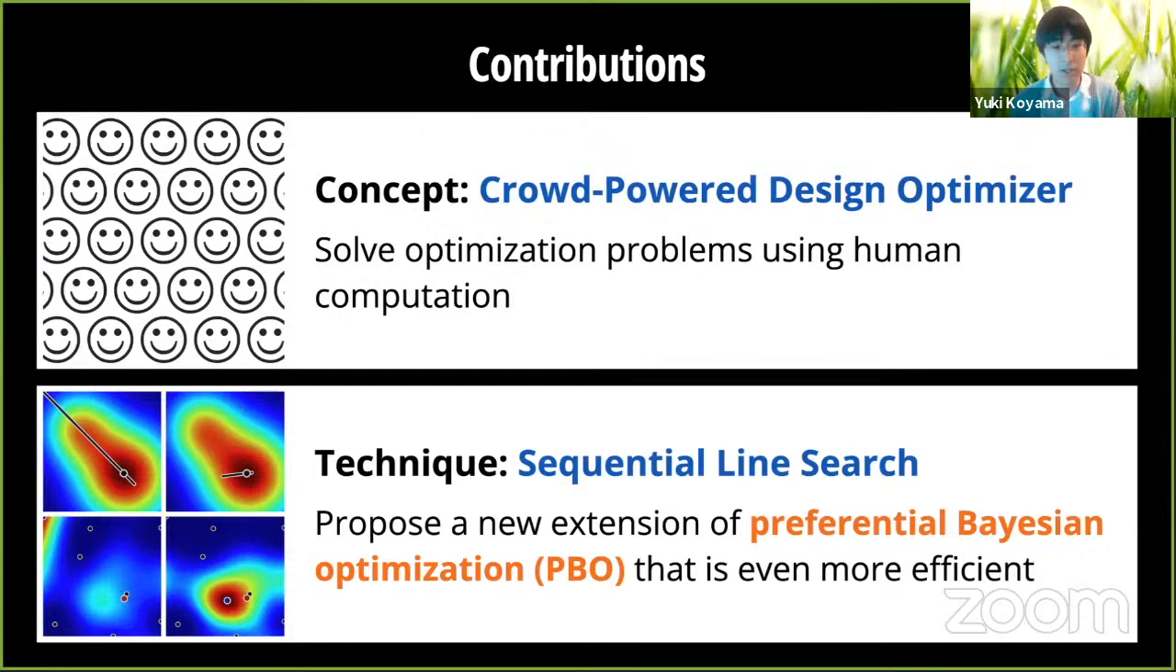The first contribution is the concept of crowd-powered design optimizer, or crowds in the loop design optimizer. So this optimizer solves optimization problems using crowdsourced human computation. And the second contribution is the technique called sequential line search, which is a new extension of preferential Bayesian optimization.